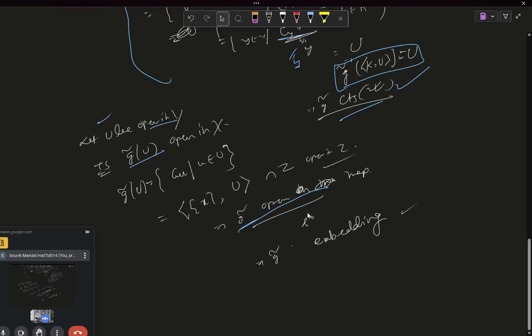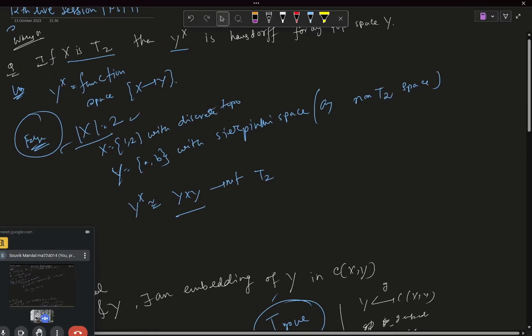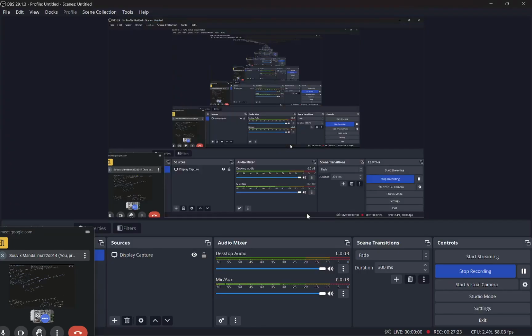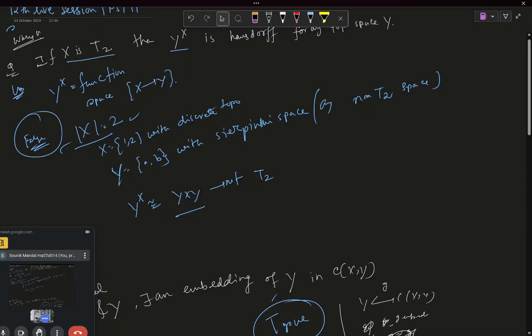So that's all. So that's why y can be embedded in C(X,Y). So it's true. Okay. Now the third question is as follows.